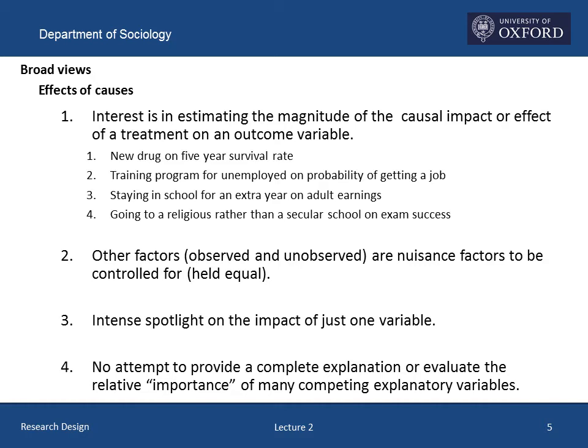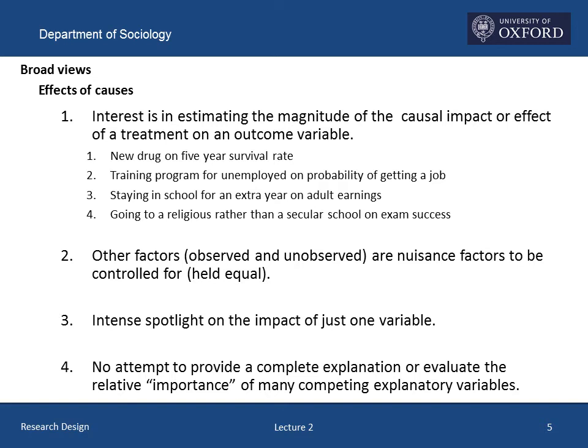I will now turn to the second of the broad views of causal inference that I want to consider. This is what I called earlier the effects of causes view. In this approach, we're not trying to discover all of the factors that individually and as part of a constellation have a causal impact on an outcome. Instead, the interest is in estimating the magnitude of the causal impact or effect of a single variable, which for convenience I'll call a treatment, on an outcome variable.